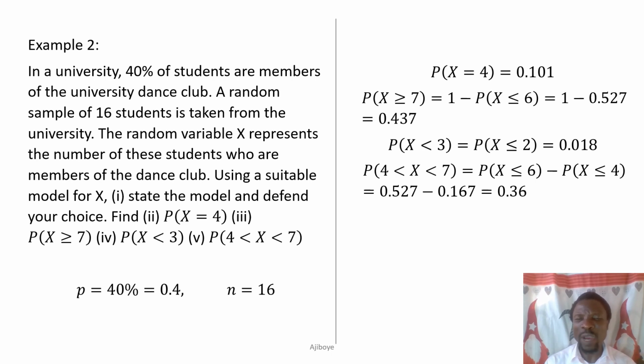And lastly, the probability of X taking a value between 4 and 7, where 4 and 7 are exclusive, is equivalent to probability of X less than or equal to 6 minus probability of X less than or equal to 4. If you read the values from the table, probability of X less than or equal to 6 is 0.527, and probability of X less than or equal to 4 is 0.167. If you subtract these values, this will be equivalent to 0.36. And this is how we approach a binomial probability problem.